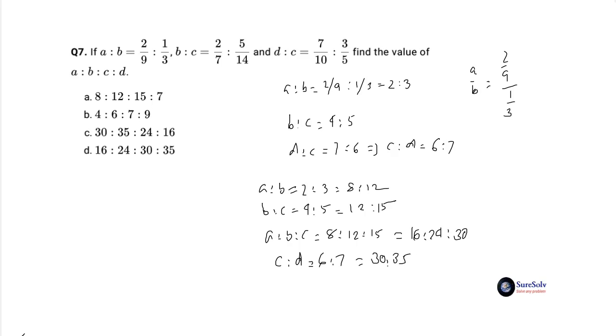Finally, joining these two, you get A is to B is to C is to D equal to 16 is to 24 is to 30 is to 35. Answer is option D, 16 is to 24 is to 30 is to 35.